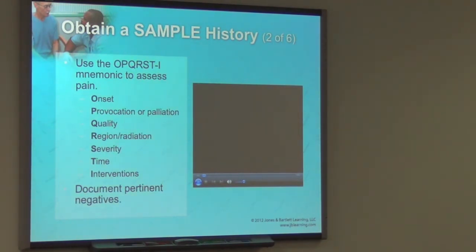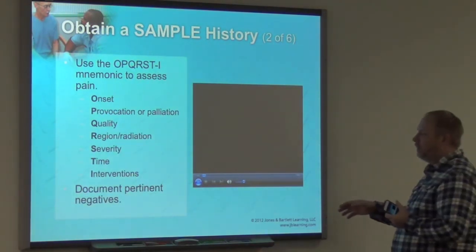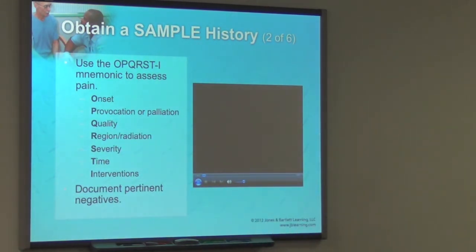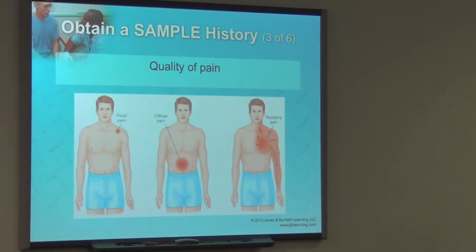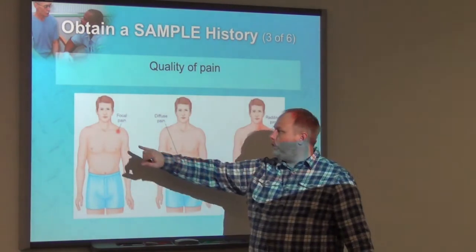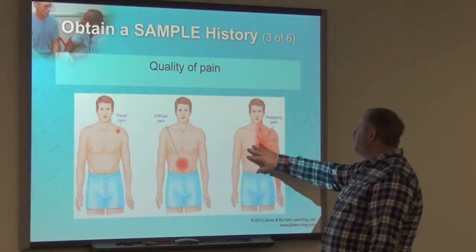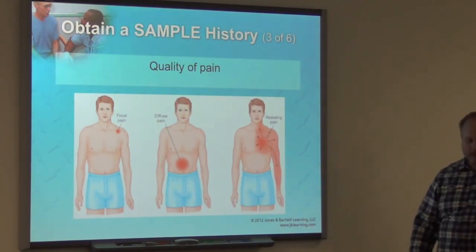Alright, so we're going to get the OPQRST and we're going to document what we find, or any pertinent negatives. Like if you're asking them about pain, and they say I have no pain, we'll document that. If it's the quality of pain, is it a focal pain to one point, can you point to it with one finger? Or is it pain that's just all over? Or is it a radiating pain that radiates around?